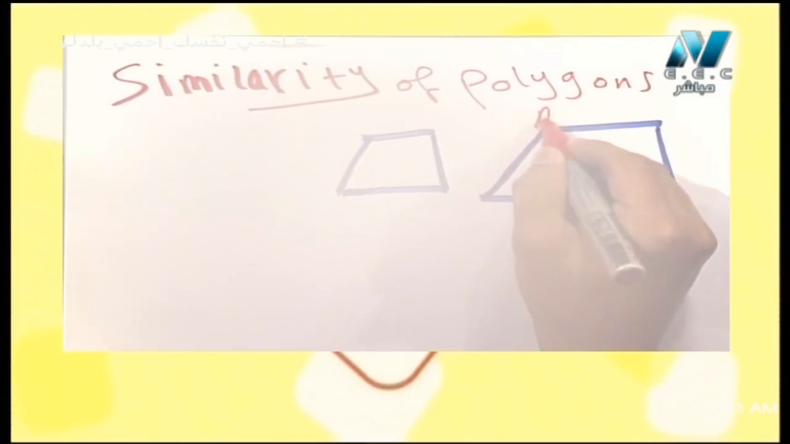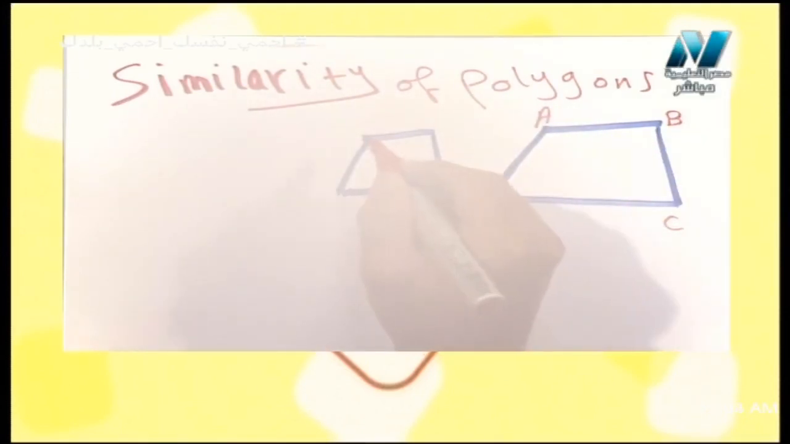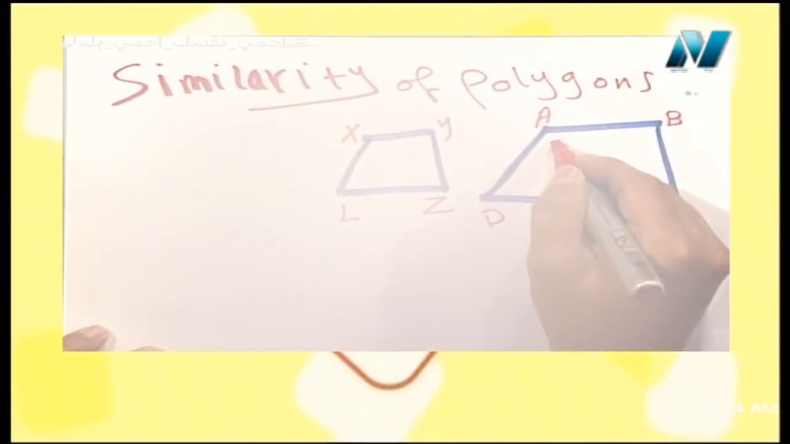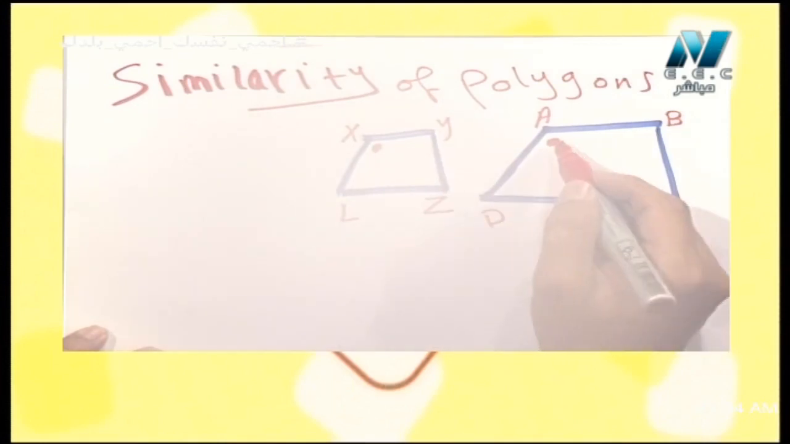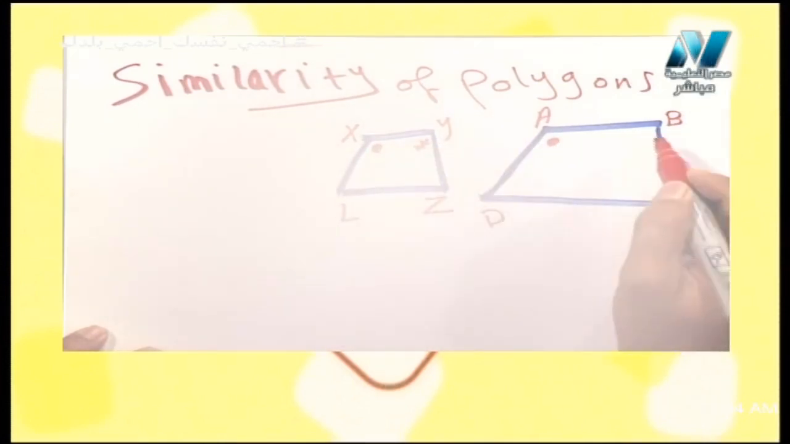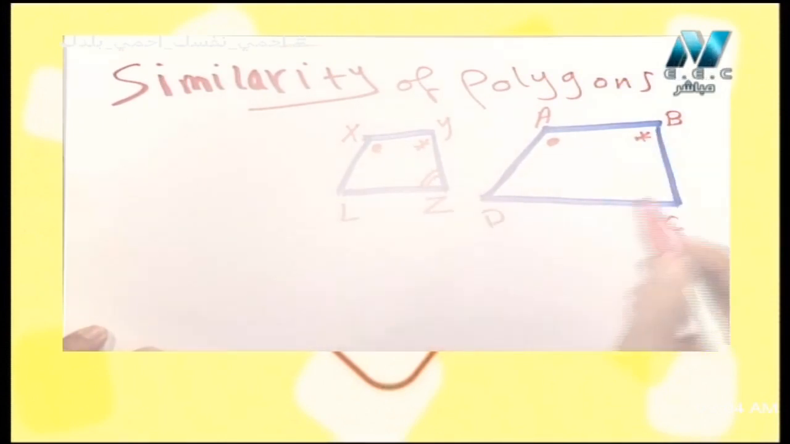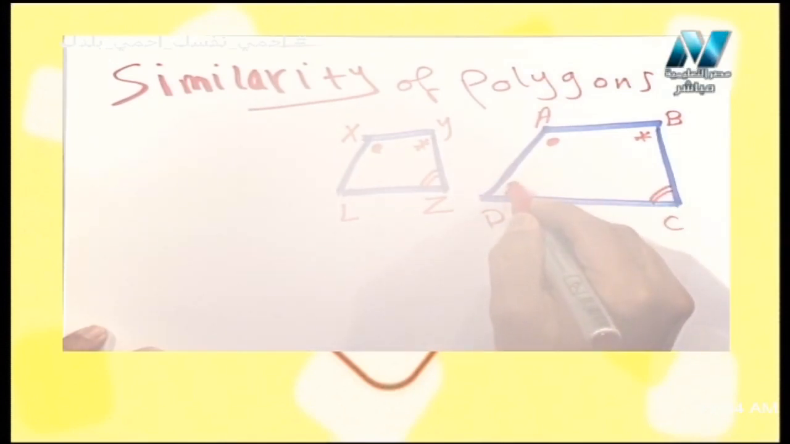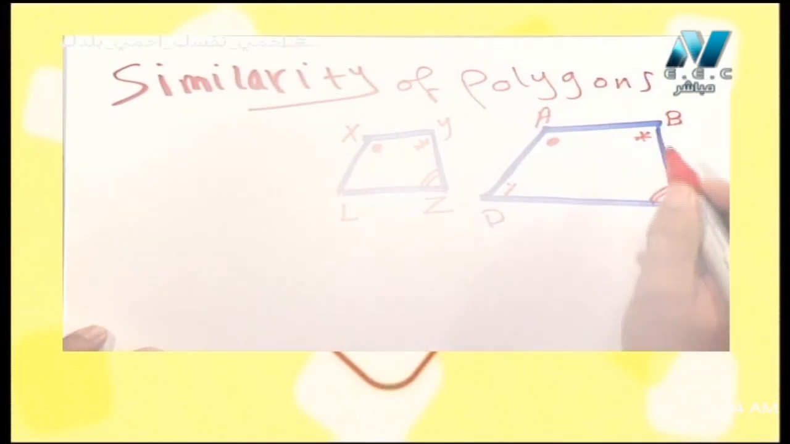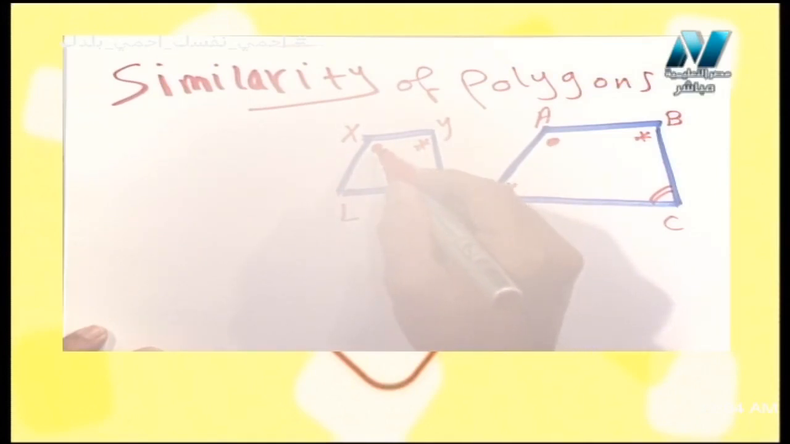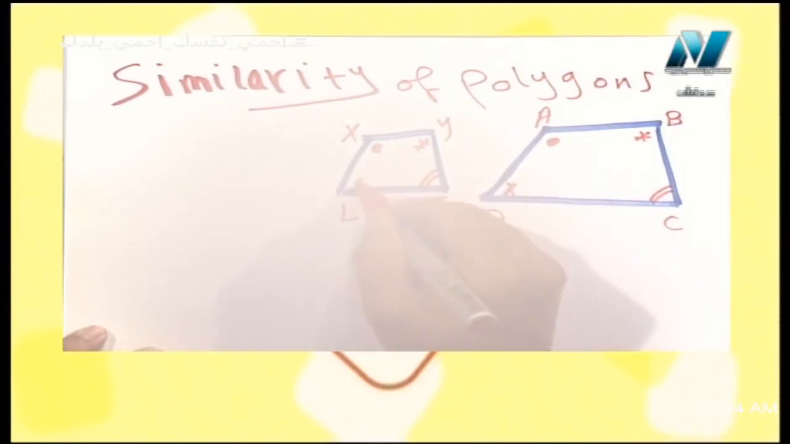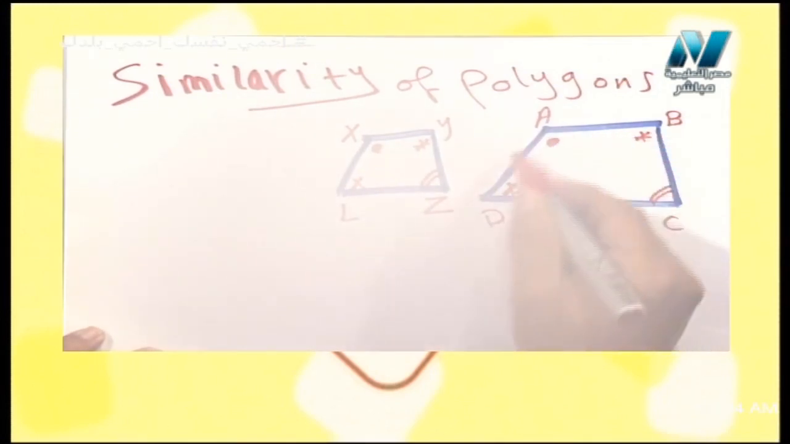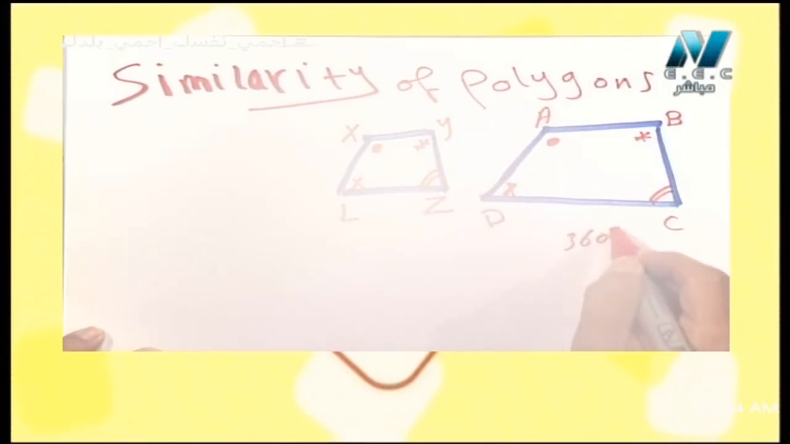If this polygon is called ABCD, and this one is called XYZL, we have here measure angle A and measure angle X. A is the corresponding angle for X. If measure angle A equals measure angle X, measure angle Y equals measure angle B, measure angle Z equals measure angle C, and finally, of course, if three angles in the quad are equal to the corresponding three angles of the corresponding shape or quad, then the fourth angle will also be equal, because the sum of measures of the quad's angles is 360 degrees.